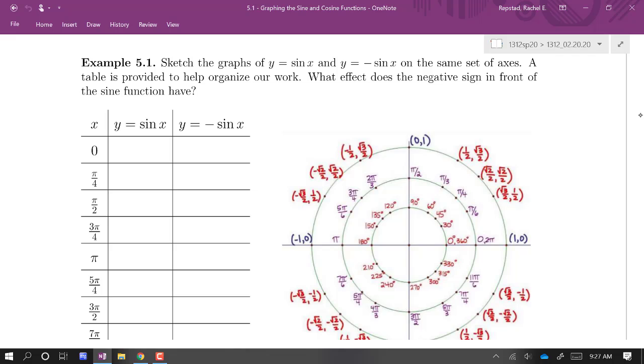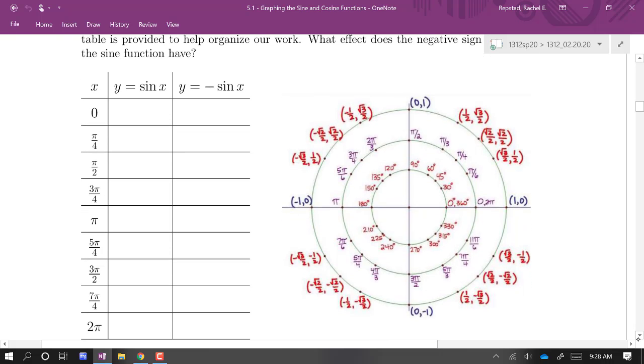So the sine function is the y-coordinate on the unit circle. So we're just going to plot or mark down what the y-coordinate is at each of these values. So we're just going to fill out the middle column here. At 0, what is sine equal to? 0. And at pi over 4? Just need the y-coordinate.